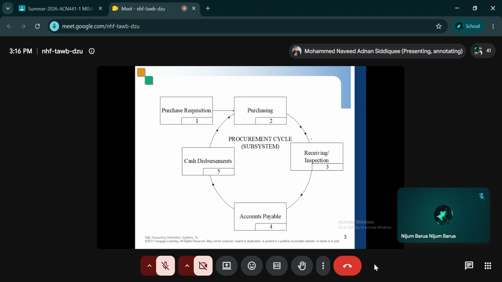And this is the procurement cycle of the expenditure cycle. The procurement cycle is a part of the expenditure cycle. It starts with the purchase requisition. The customer places a purchase order. Then the customer receives the products. After receiving the product, they will check it, and then they will take it to the warehouse. Then they will record the liability.